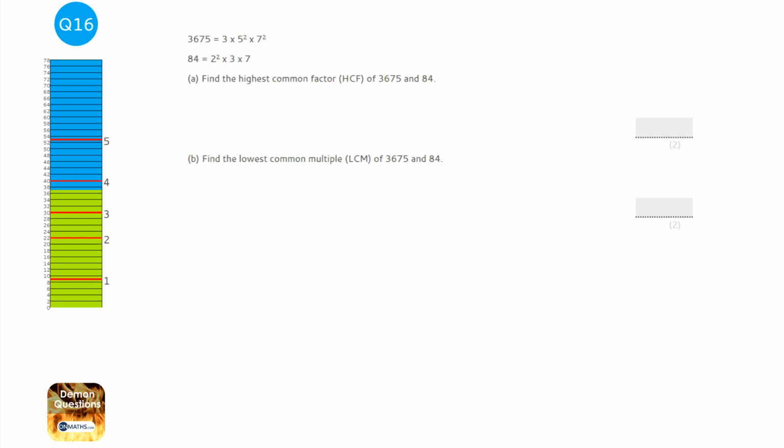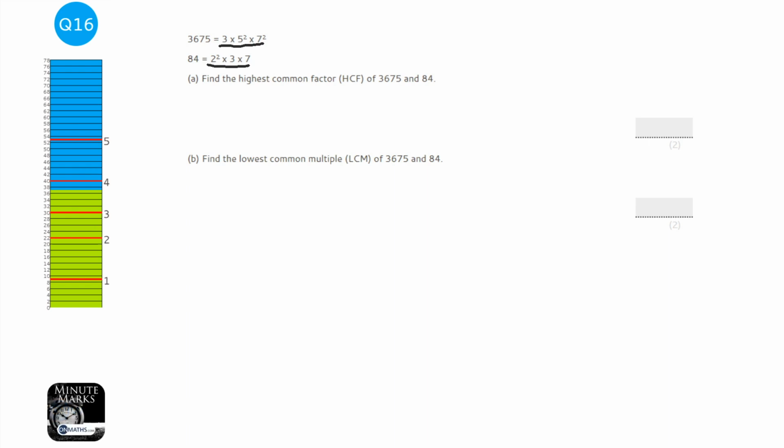So just because product of prime factors have already appeared, this question has already done that bit for you. So how are we going to do it with these large numbers? And 3,675 and 84 are pretty large numbers. Well, the way we do this is with a Venn diagram.